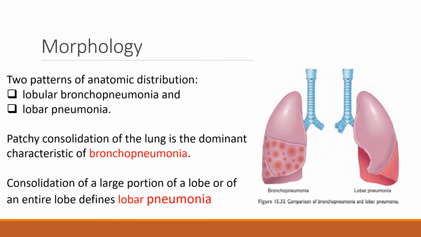So these are the common organisms that will lead to the community acquired bacterial pneumonia. Then morphology of this bacterial pneumonia. There are two patterns of anatomic distribution: lobular bronchopneumonia and lobar pneumonia. This patchy consolidation of the lung is the dominant characteristic of bronchopneumonia, and consolidation of a large portion of a lobe or of the entire lobe, as it is seen here, is known as lobar pneumonia.